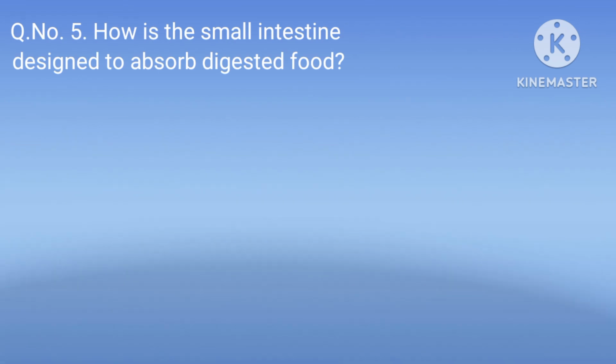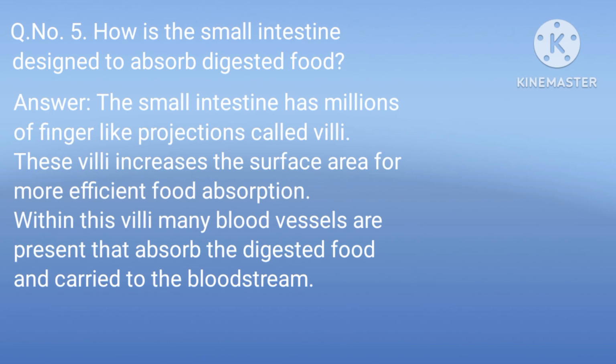Question number 5. How is the small intestine designed to absorb digested food? Answer. The small intestine has millions of finger-like projections called villi. These villi increase the surface area for more efficient food absorption. Within these villi, many blood vessels are present that absorb the digested food and carry it to the bloodstream.